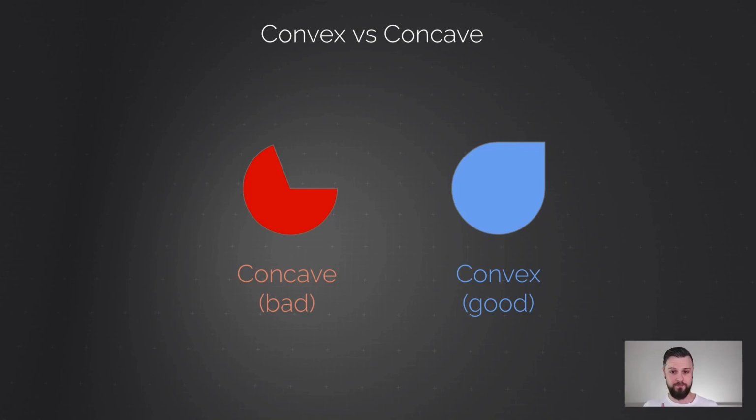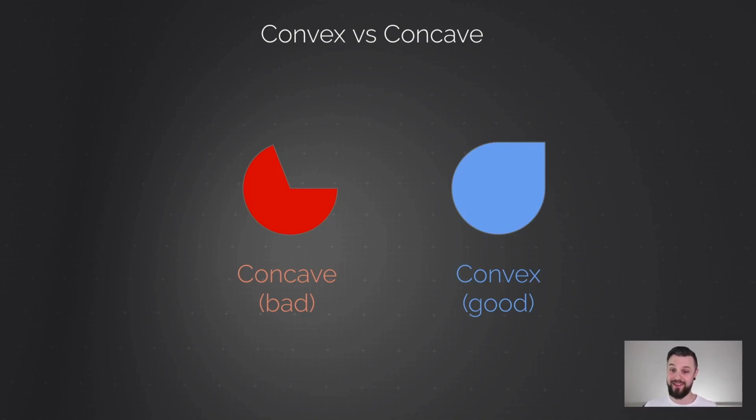So keep in mind, Bullet always expects the incoming object to be convex, and if that's not the case, it will automatically turn it into a convex object. And that's kind of the problem. What is better is if we take care of this and make sure that every object that goes in is convex. And in this video, we'll have a look at how to do this.